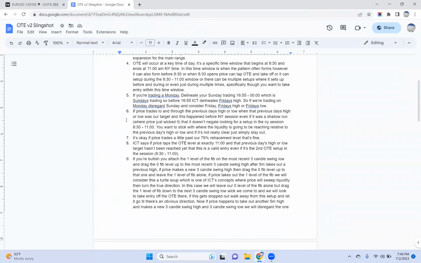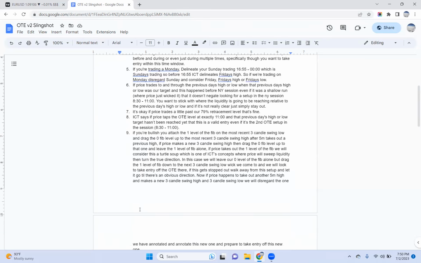Another previous day's higher low rule. It's okay if price trades a little past our 79% retracement level. That is fine, okay? Just a little rule. Don't freak out. It's okay, as long as they don't tap our stop loss. ICT says if price taps the OTE level at exactly 11 and that previous day's high or low target hasn't been reached yet, that this is a valid entry, even if it's the second OTE setup in the session from 8:30 to 11, okay?